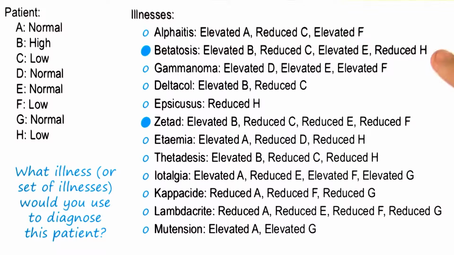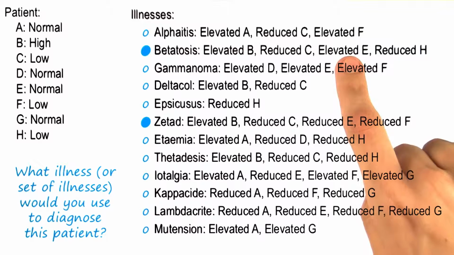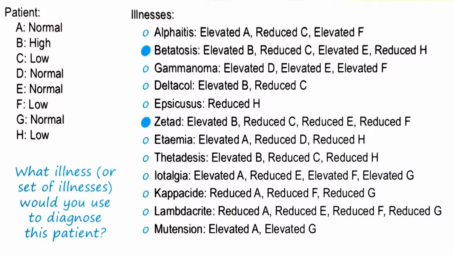I revisited beta-ptosis, which had 2 mismatches. It predicted elevated E and didn't explain the reduced F, and I went looking for another hypothesis that would complete that explanation. Zeta-ad happened to have exactly those 2 effects.